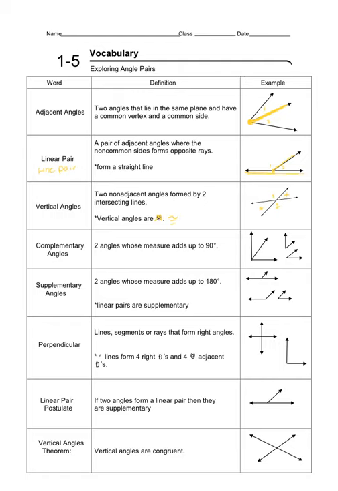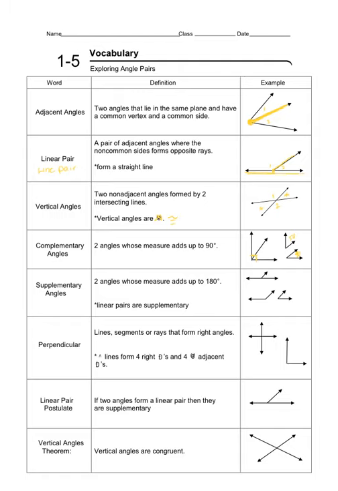Complementary angles are two angles whose measures add up to 90. Now these can be adjacent and they just form a right angle, or they could be separated. So this could be 50 and this could be 40. As long as they add up to 90, they're considered complementary.